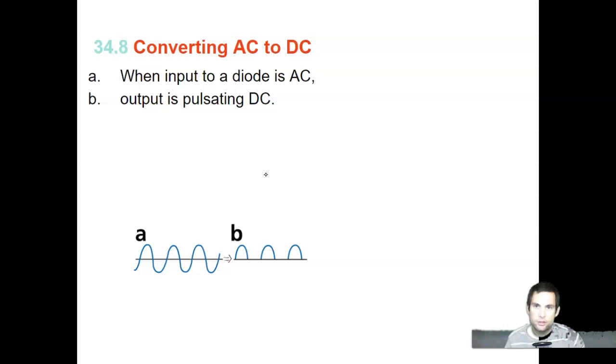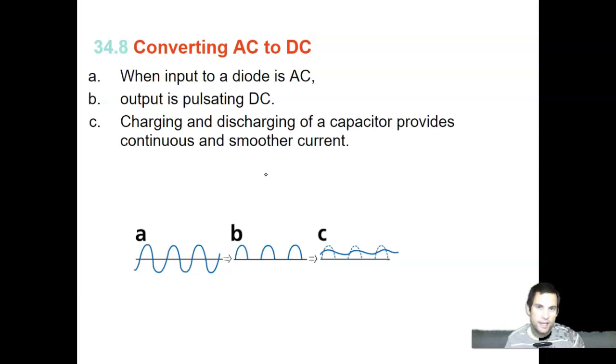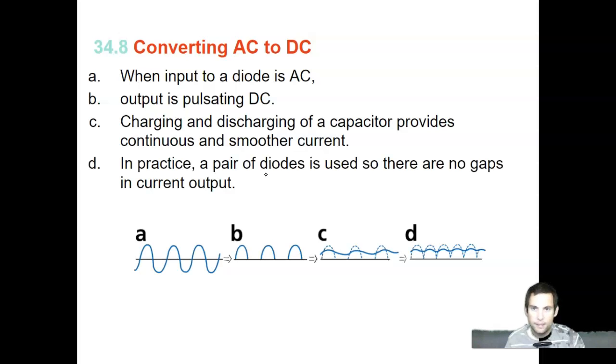When input to a diode is AC, output is pulsating DC. Charging and discharging of a capacitor provides continuous and smoother current. In practice, a pair of diodes is used so there are no gaps in current output. So you would use another diode to smooth it out a little bit more.